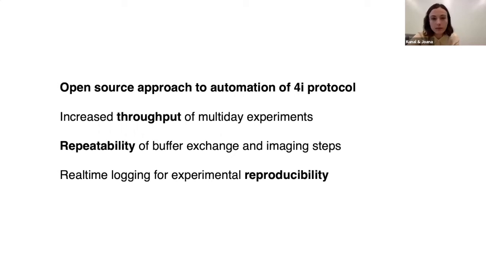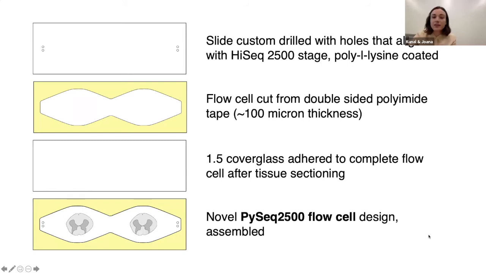And so as I mentioned previously, the real central advancement of 4i is that you conduct imaging in this reactive oxygen species scavenging buffer in order to prevent photocross-linking of antibodies to the sample. And so if you're doing this in cultured cells, you can do this in a tissue culture plate that has a bottom that is compatible with microscopy. But if you want to do this on intact tissue sections, this presents the challenge of how do you exchange buffer over the sample in a way that is compatible with imaging.